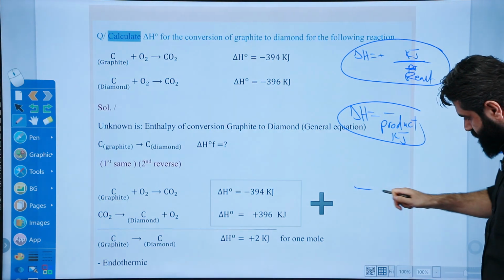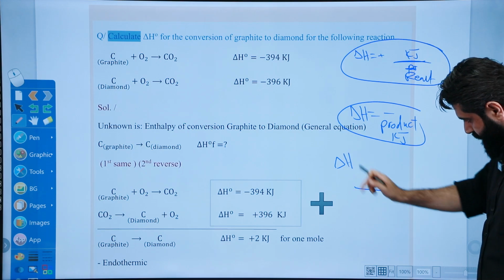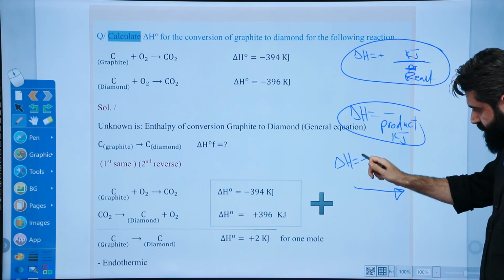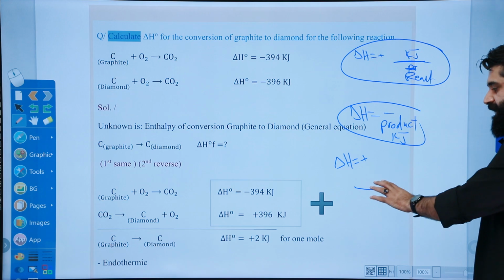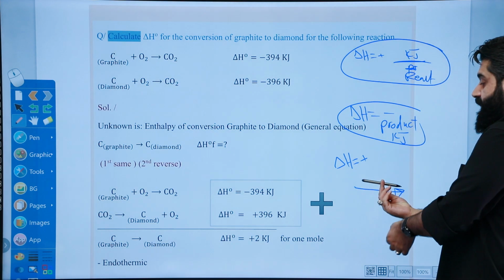This is the reaction arrow, right? Assume the reaction is endothermic. Guess what? Is endothermic. Endothermic, kilojoule is written with the reactants. This is the arrow of the reaction.